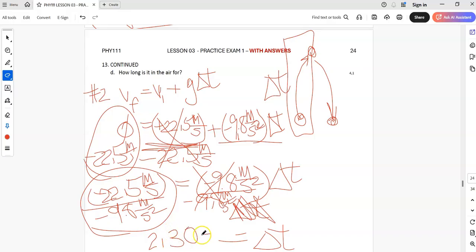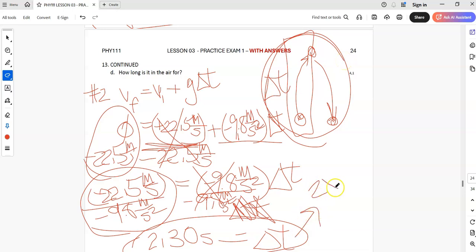2.30 seconds. And you don't need to say positive because time is a scalar. If you want to say positive, that's fine. You won't lose any points. But remember, the problem says how long is it in the air for, so we have to just double it. So 2 times that means our total time in the air is twice that, which is, instead of 2.3, 4.60 seconds. And this is our final answer. And we'll stop here.